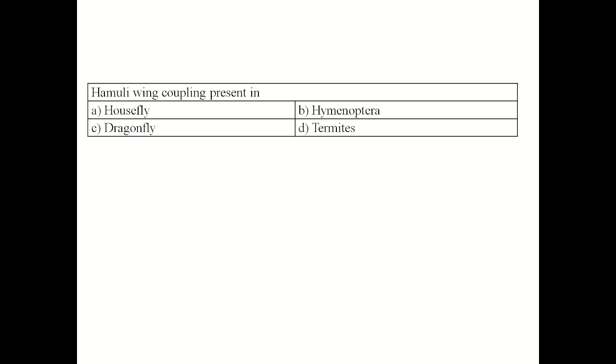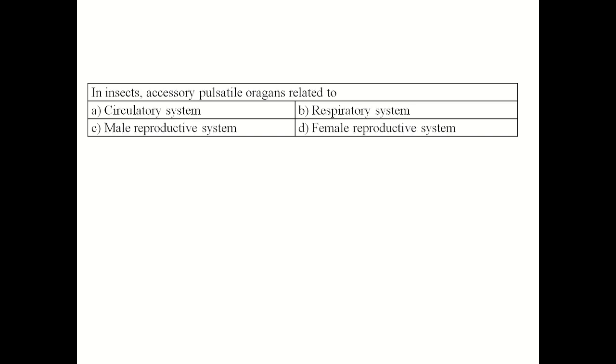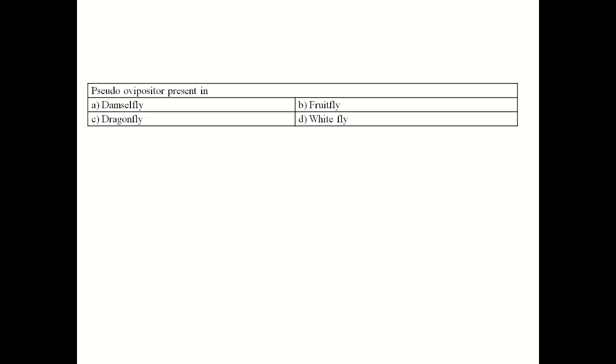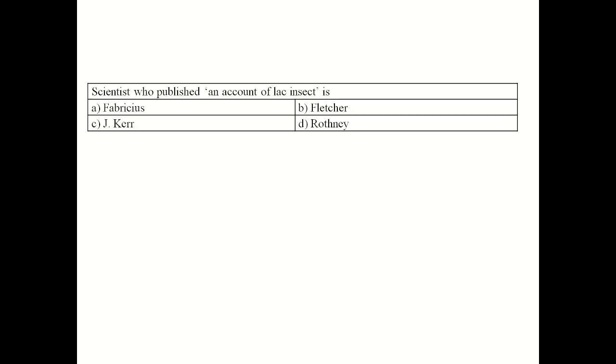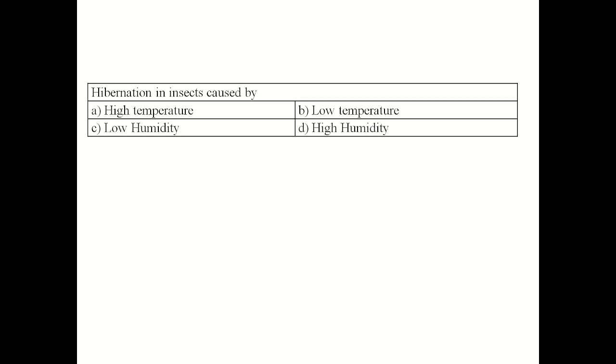Hamuli type of wing coupling apparatus present in Hymenoptera. In insects, accessory pulsatile organs are related to the circulatory system. Pseudo-ovipositor present in fruit flies and also in houseflies. Scientist who published an account of black insect is J. Kerr. Which insect shows intermediate metamorphosis? Thrips. Hibernation in insects is caused by low temperature.